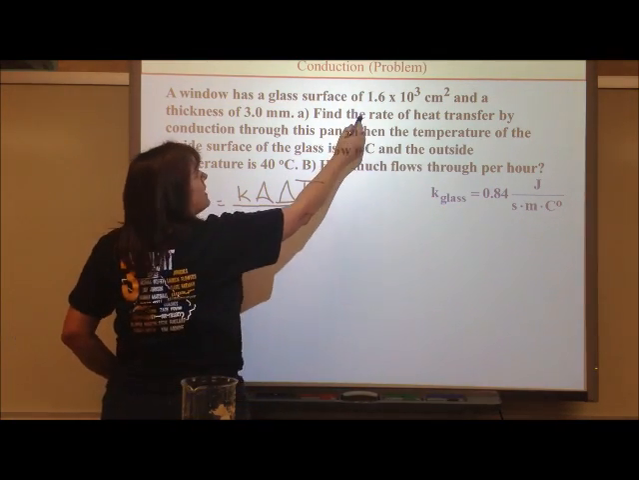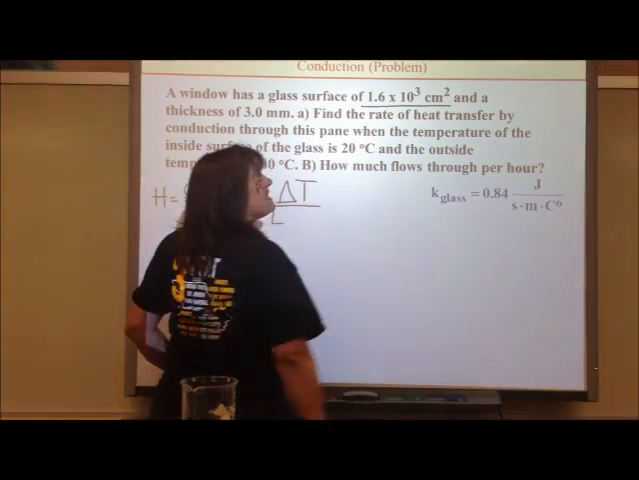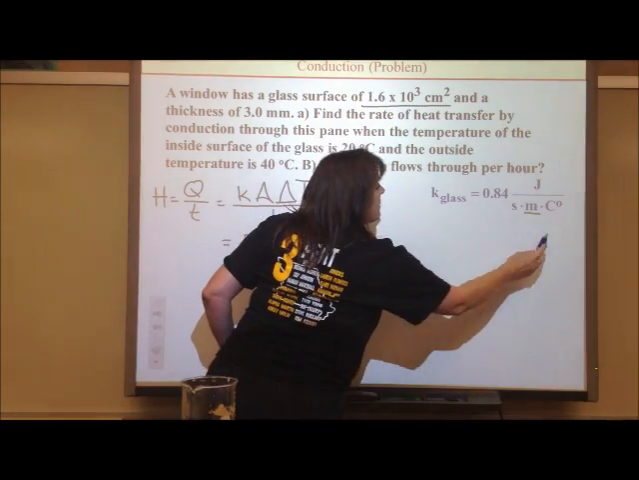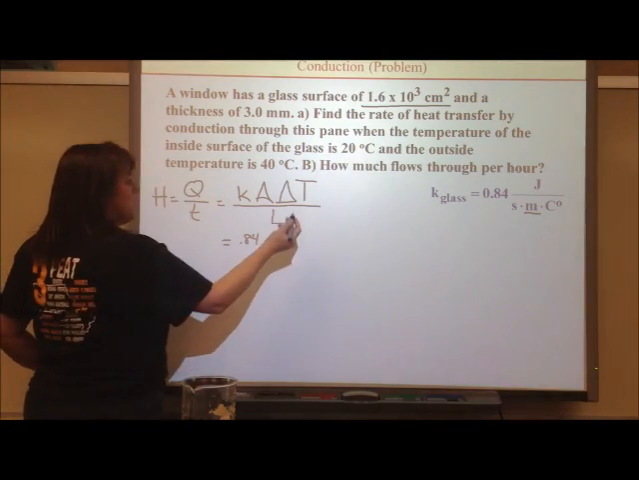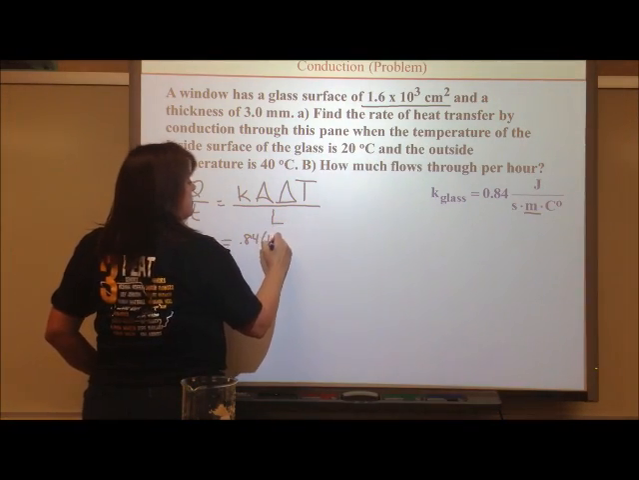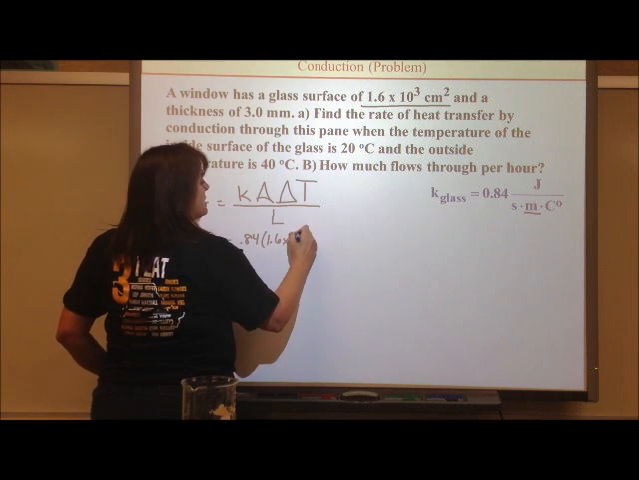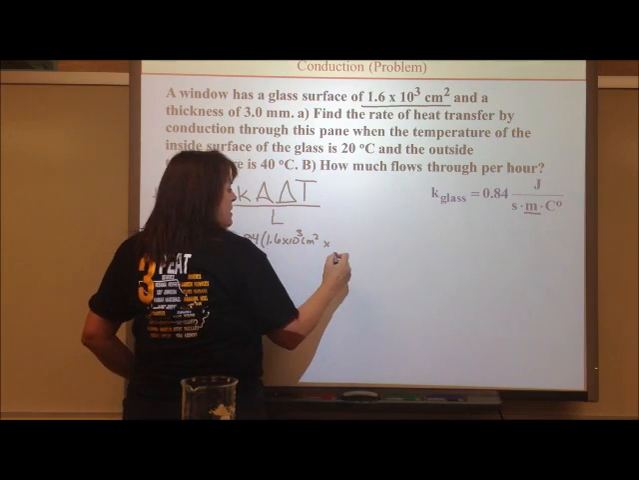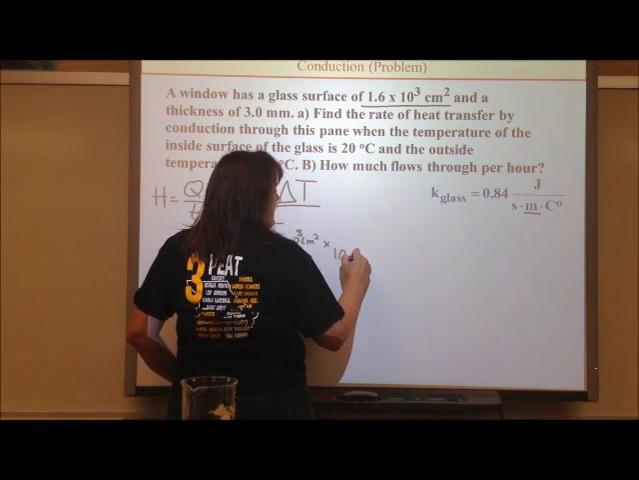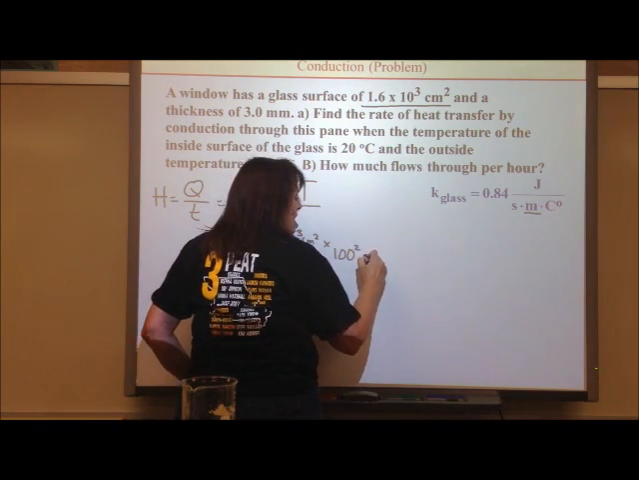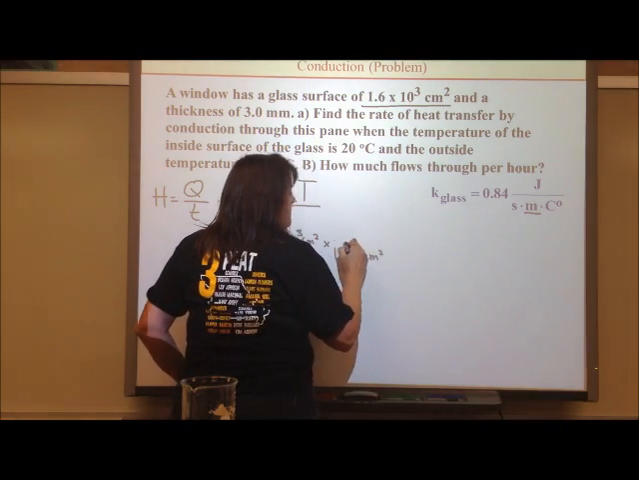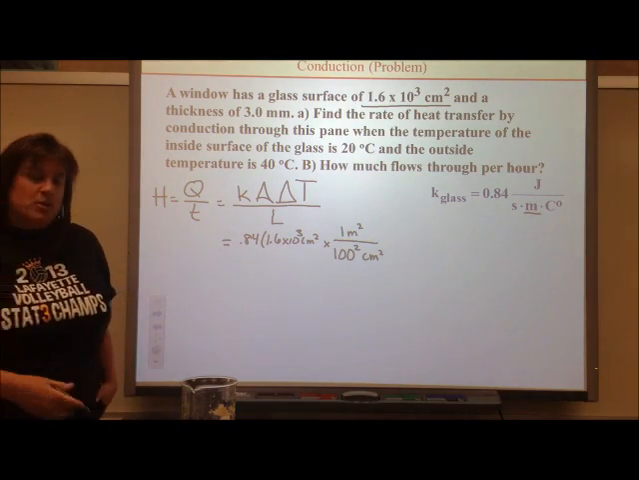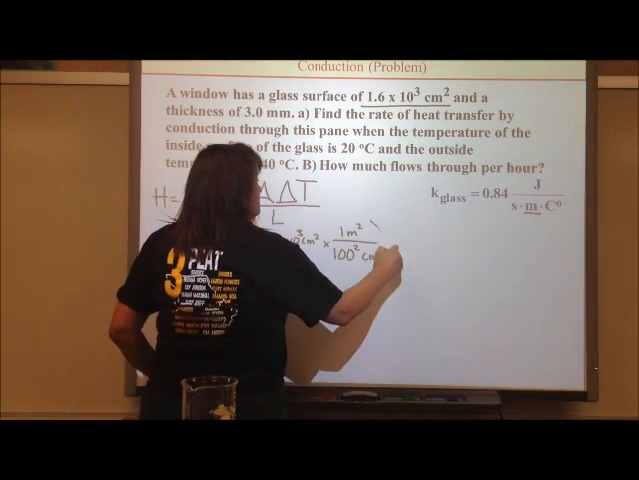So when we go to do our area, notice that our area is in centimeters squared. So we're going to have to convert that into meters squared before we can do our calculation. All right, so our area is 1.6 times 10 to the third. Now that's centimeters squared. So that means I'm going to need to convert that into meters squared by dividing by 100 squared, centimeters squared per 1 meter squared. It's not 100 centimeters squared in a meter squared, it's actually 100 squared.